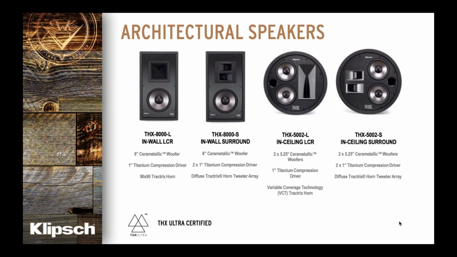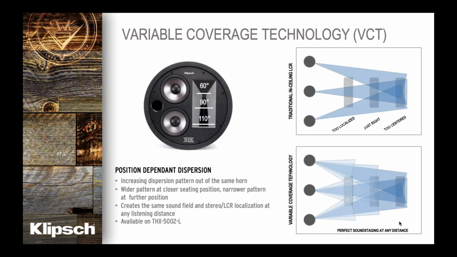And then the same with the in-ceiling models. The 5002L is an angled tweeter that is obviously meant to be installed as a left, center, right up towards the front of the room. And then the THX 5002S has that same diffuse Tractrix horn tweeter array. Now you'll notice the LCR horn is sort of a strange shape. It doesn't look like most of the horns you see on our product.